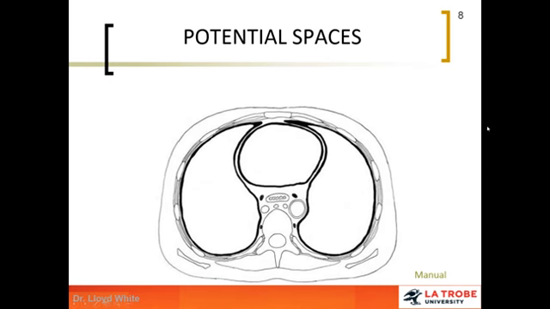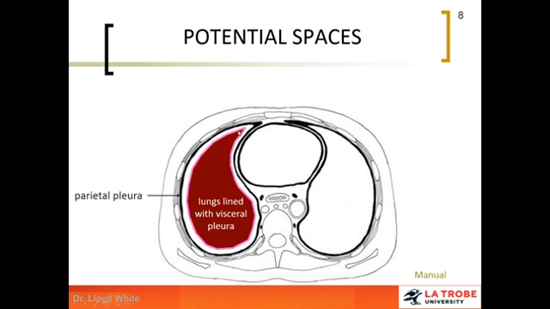So let's have a look at these potential spaces again. We have the parietal pleura lining the walls of the pulmonary cavity. We have the lungs within that pulmonary cavity lined with visceral pleura. The parietal pleura will stick to the visceral pleura, and so between the parietal pleura and the visceral pleura lining the lung, we have this potential cavity, this pleural cavity.